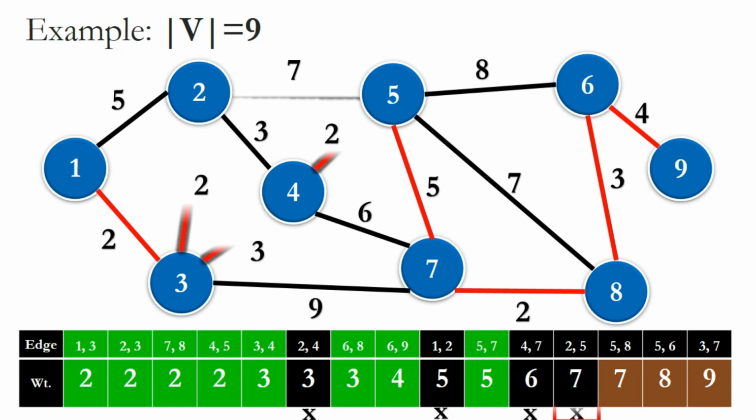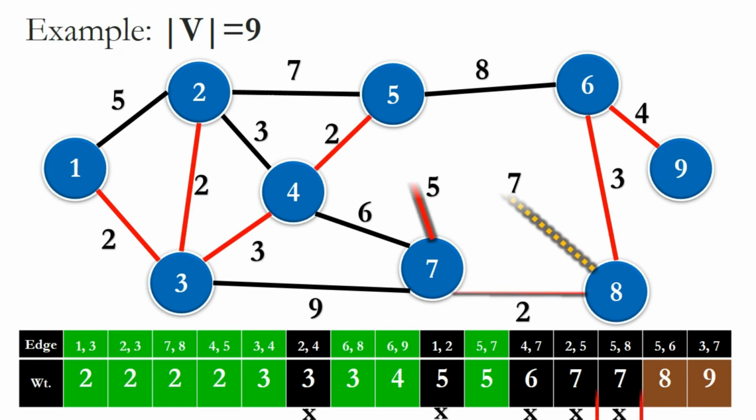So, that is how we determine included and excluded. If it forms a cycle, disregard it. And if it does not form a cycle, include it to the spanning tree.